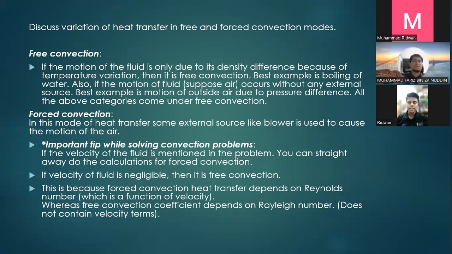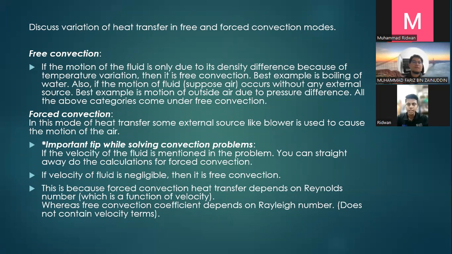Number 1, discuss variation of heat transfer in free and forced convection modes. For free convection, if the motion of the fluid is only due to density difference because of temperature variation, then it's free convection. The best example is boiling of water. Also, if the motion of the fluid occurs without any internal source, the best example is motion of outside air due to pressure difference. All the above categories come under free convection.